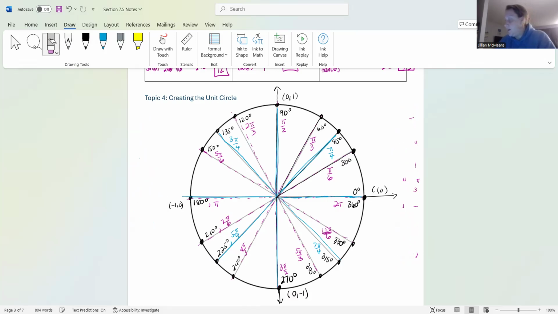I need to redraw my x-axis. I accidentally erased it, but I think you all know what I'm talking about, so we'll leave it for now.